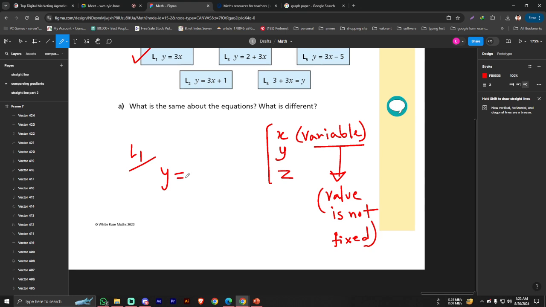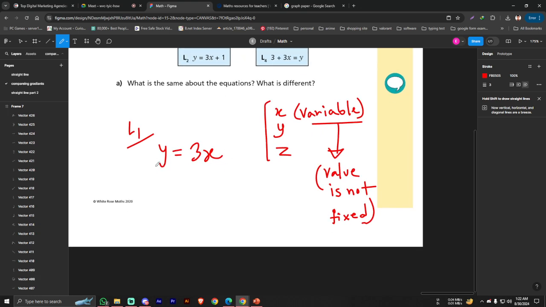y is equal to 3x, this equation, right? So where is the variable here? How many variables are in this equation? Is it x? X, yes, x is a variable. And is there any other? Y, yes, there are two variables here, right?